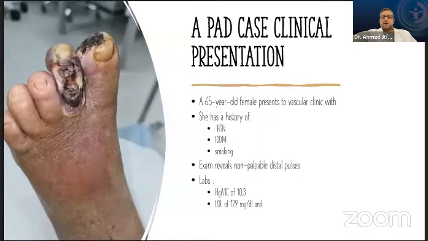Here is an example of our routine case, a 65-year-old female, non-hypertensive, diabetic and smoker, with absent pedal pulse and uncontrolled risk factors.